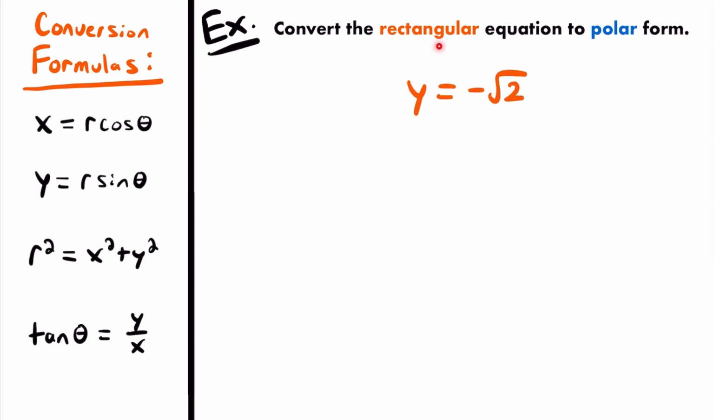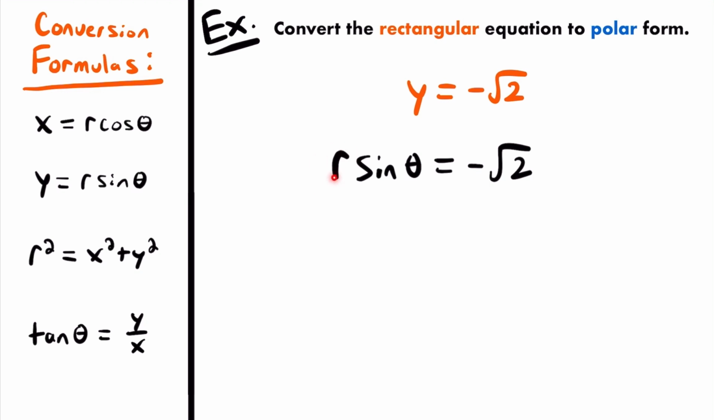Next up, we want to convert this rectangular equation to polar form. We have y equals the negative square root of 2. And this is very similar to our previous example. When you have a very simple rectangular equation where you just have y is equal to some constant, what you want to do is replace y with what it's equal to in terms of r and theta. We know that y is equal to r times sine theta, so we can replace y with r times sine theta. So if we do that, we'll have r times sine theta is equal to the negative square root of 2. And now what we want to do is solve for r, and then we will have our polar equation.